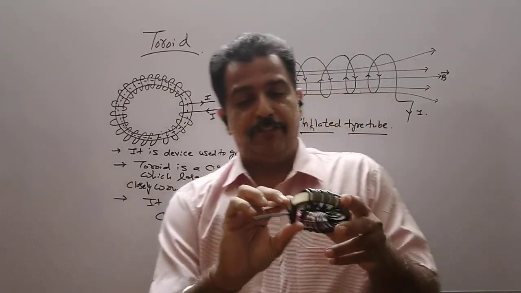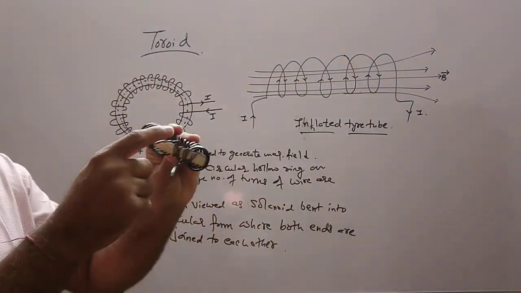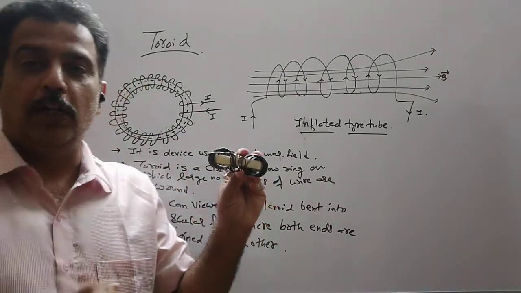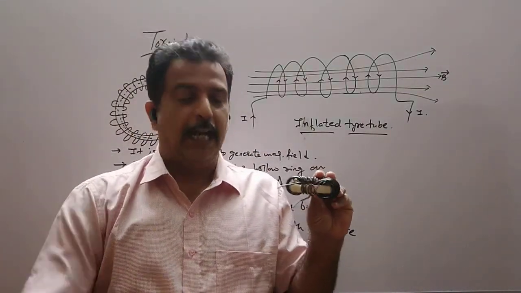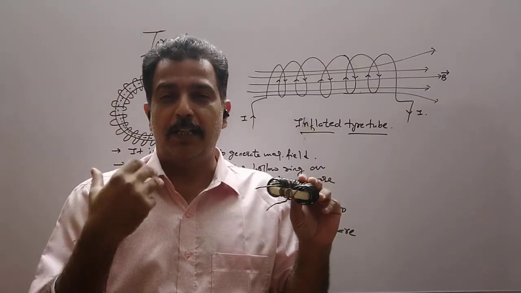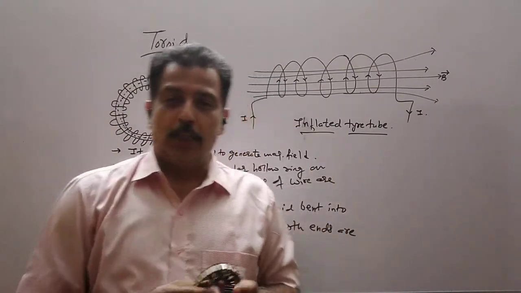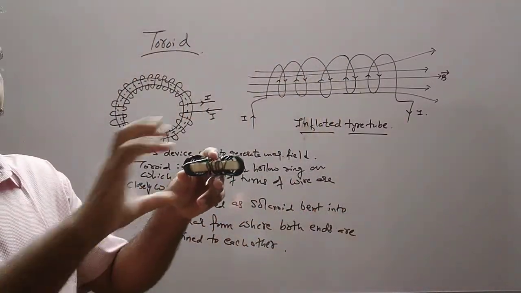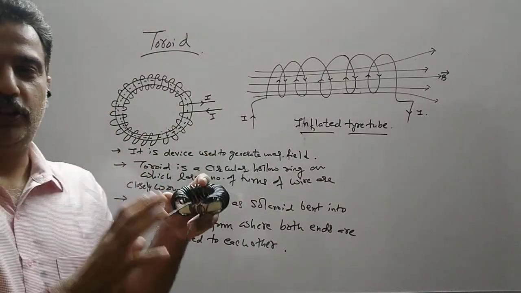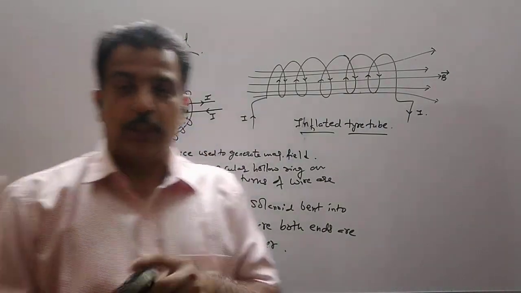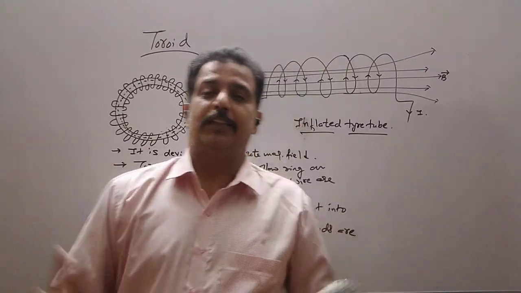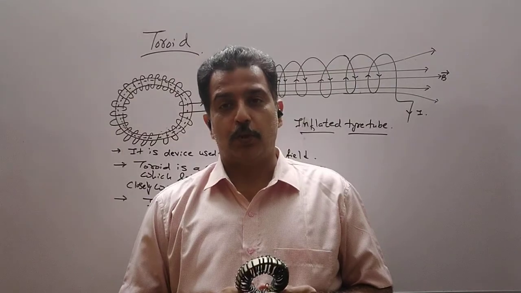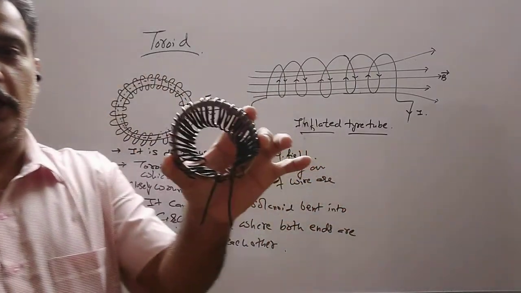Here, if the turns of wire are perfectly circular, then we call it an ideal toroid. And while making a toroid, generally the turns are helical, not perfectly circular. So that is a toroid, but we are talking about an ideal toroid. If it is asked what is an ideal toroid, there the turns should be perfectly circular. So this is how the toroid looks.